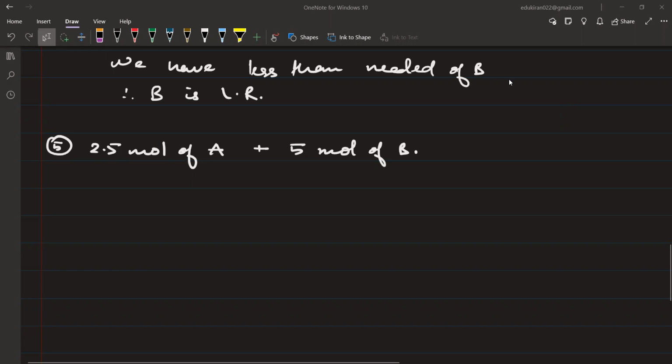What is the definition of limiting reagent? Abdullah, what is the definition of limiting reagent? Tell me. Sir, the reactant which gets consumed.